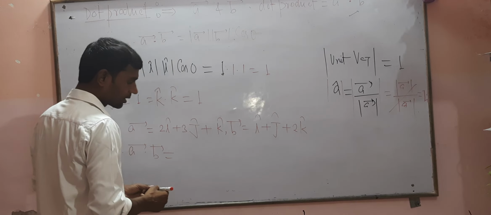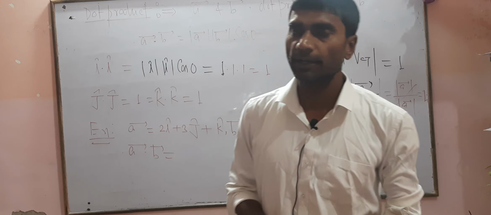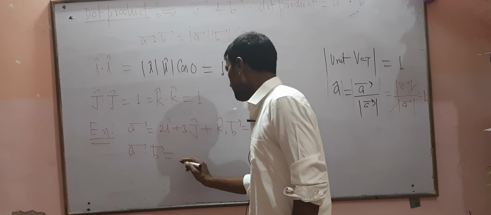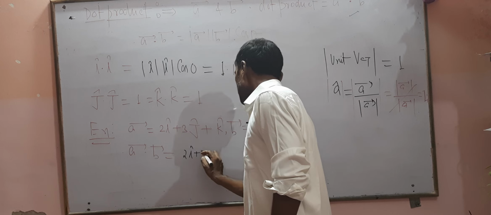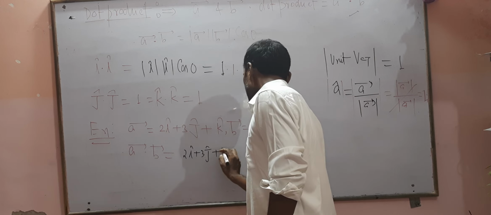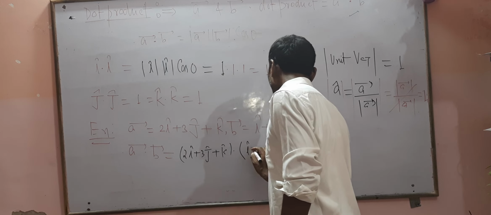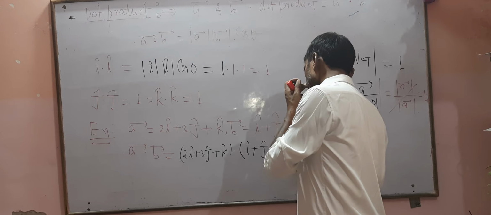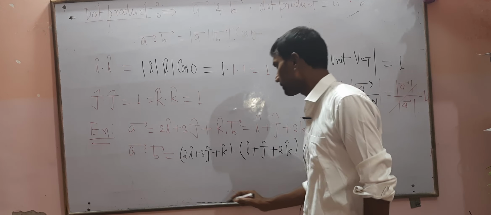Or we can say dot product of a and b. Then what will be the dot product of a and b? Before we find that, the a vector is 2i cap plus 3j cap plus k cap, dot the b vector, which is i cap plus j cap plus 2k cap. This one is the a vector, this one is the b vector.